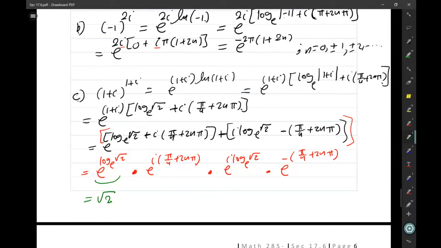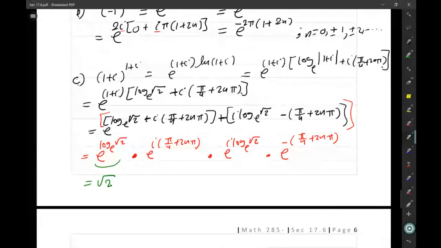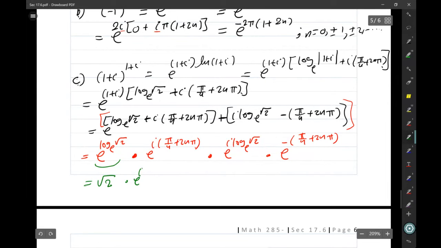It is square root of 2. Now e to the power I of pi over 4 plus 2n pi is also equal to e to the power I of pi over 4 times e to the power I of 2n pi, times e to the power I of logarithm e with base square root of 2. What does this equal? How much is this equal? Who can tell me what it gives me here? I root 2.